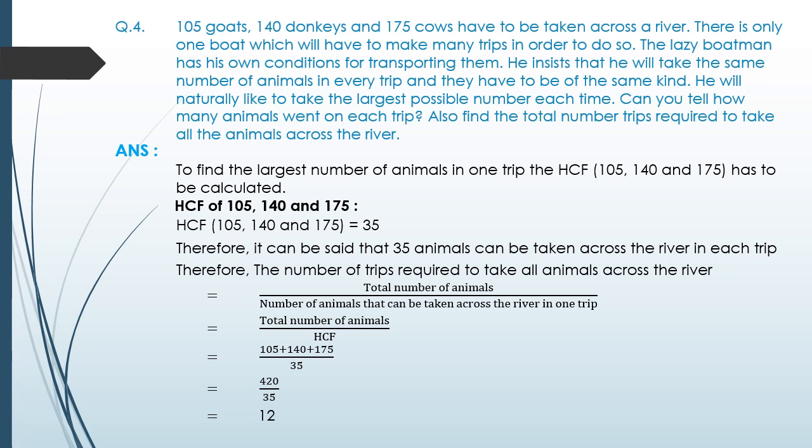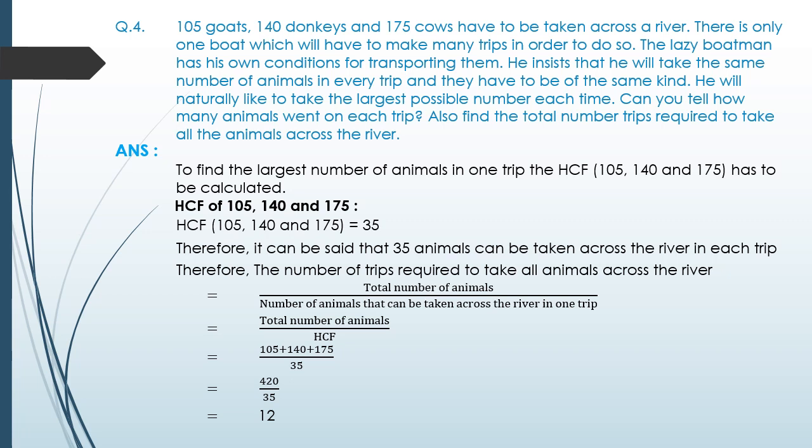So this kind of questions you need to do very properly. And one more very important thing: if you have been given the number of animals, and if you find HCF or LCM of that, the unit for HCF and LCM will be number of animals only. From number of animals you cannot get number of trips directly.